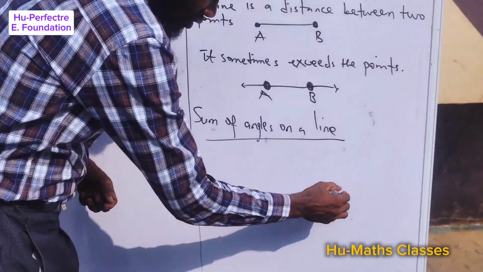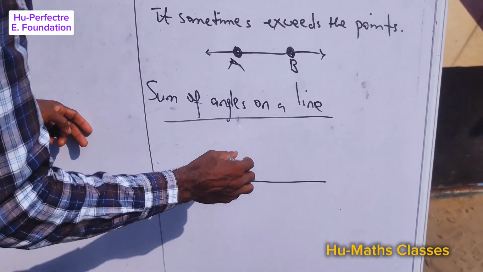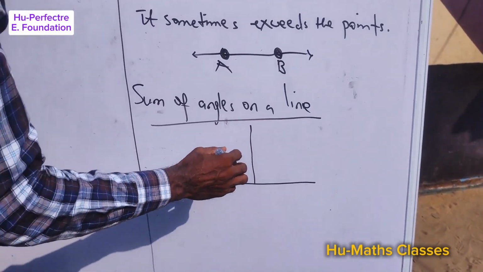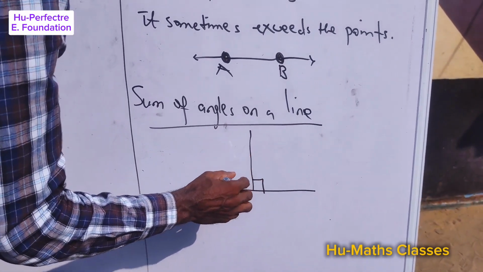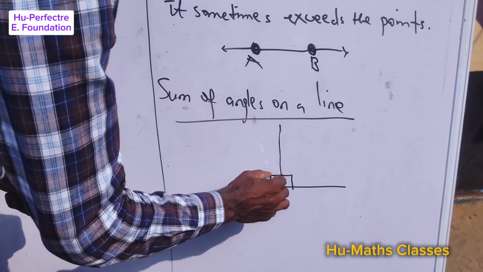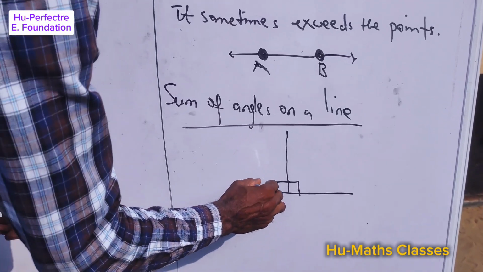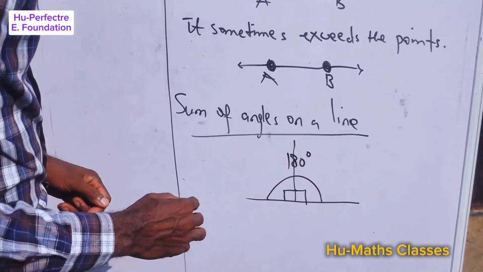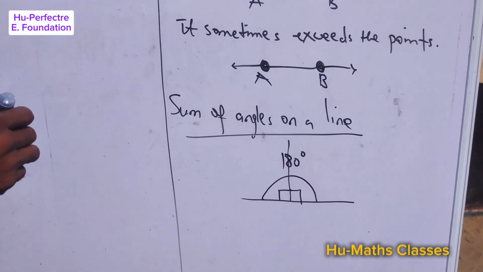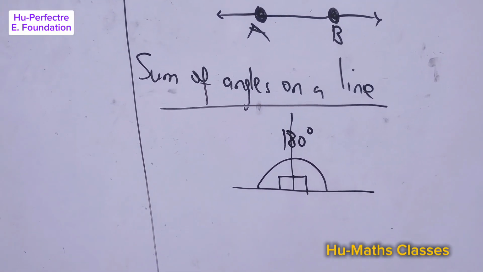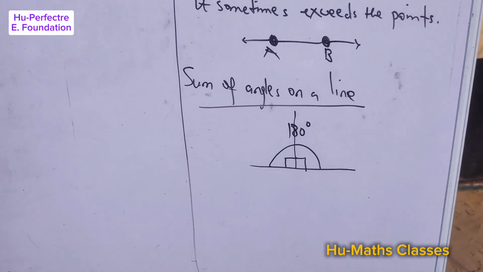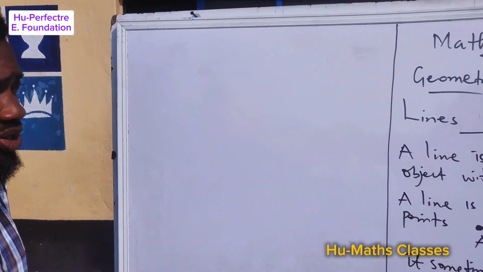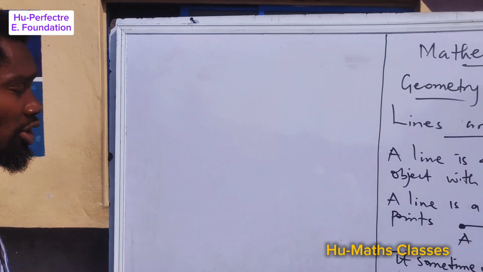It is believed that a straight line has a perpendicular line, and on one side we have 90 degrees, the other side we also have 90 degrees. So if you add up the two parts, you'll be having 180 degrees. So the sum of angles on a straight line is 180 degrees. How do we apply this in solving mathematical problems?